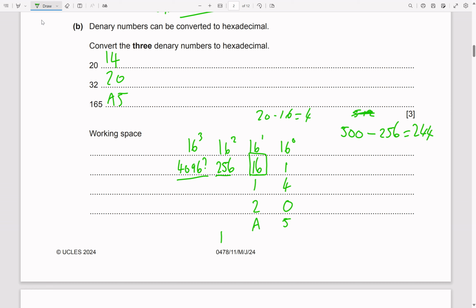Because if we think, 160 is 10 16s, plus 80, that's going to get us to 240. So that's going to be F, because 15 times 16 is going to be 240. And then we just have 4 remaining. So 500 should be 1F4, assuming I've not done any incorrect calculation.